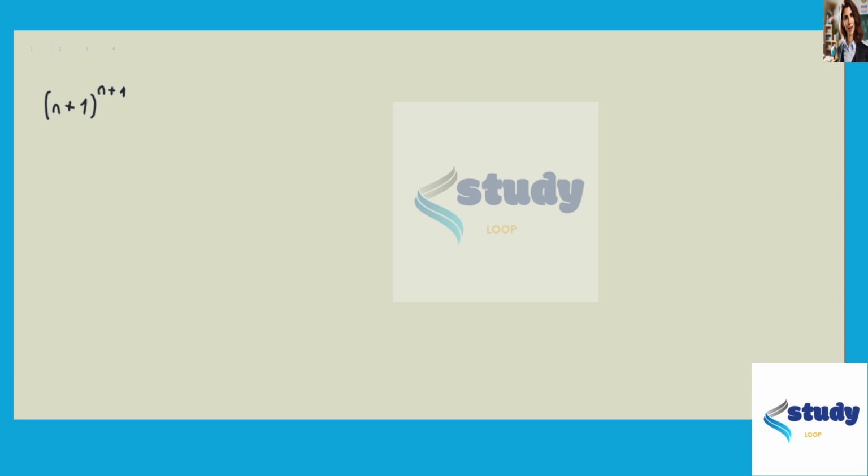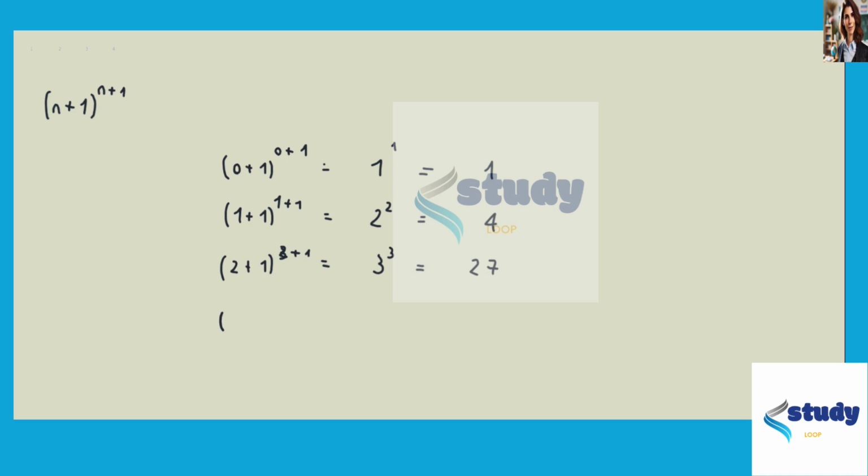Then we have the sequence (n plus 1) to the power of n plus 1. So let's begin with n equals 0. So we have (0 plus 1) to the 0 plus 1. So that's 1 to the first, which is 1. Then we have (1 plus 1) to the 1 plus 1, which is 2 squared, which is 4. Then (2 plus 1) to the 2 plus 1, that's 3 cubed, which is 27. And finally, (3 plus 1) to the 3 plus 1, that's 4 to the fourth, which is 256.